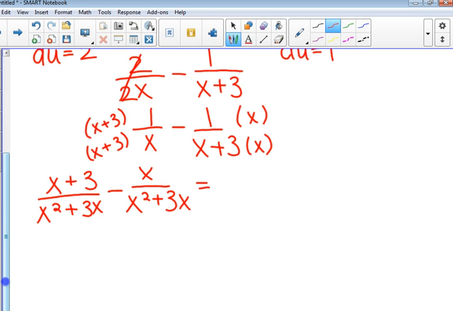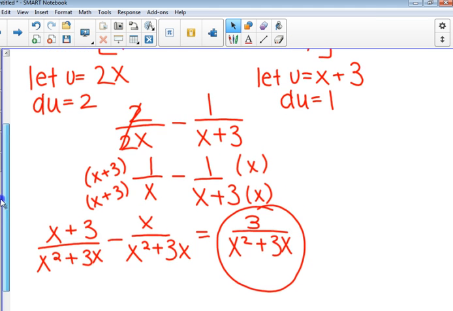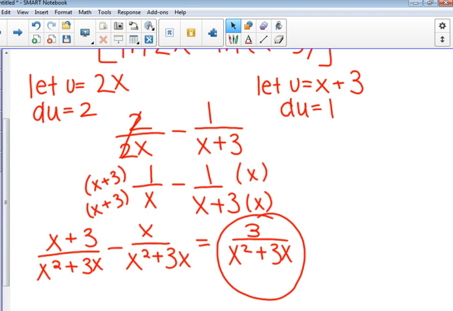Yeah, that's fine. These two cancel out. I thought you meant this one. Oh, this one. No. Okay. There's no more parentheses anymore. Actually, awesome. X plus 3 minus x. Right. Yep. Good job, guys.